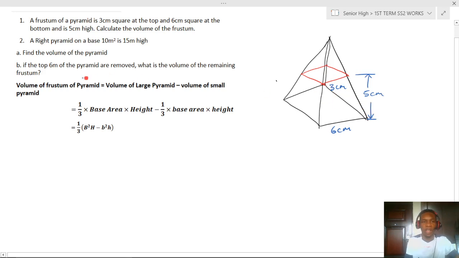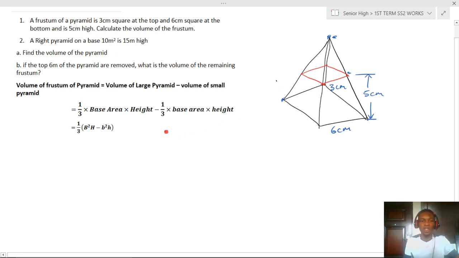But remember, what is the formula? The formula for finding the volume of a frustum is the volume of the large pyramid minus the volume of the small pyramid. Our large pyramid is the one from here down to here, and our small pyramid is the one from this point down to this point. So this is the smaller pyramid.